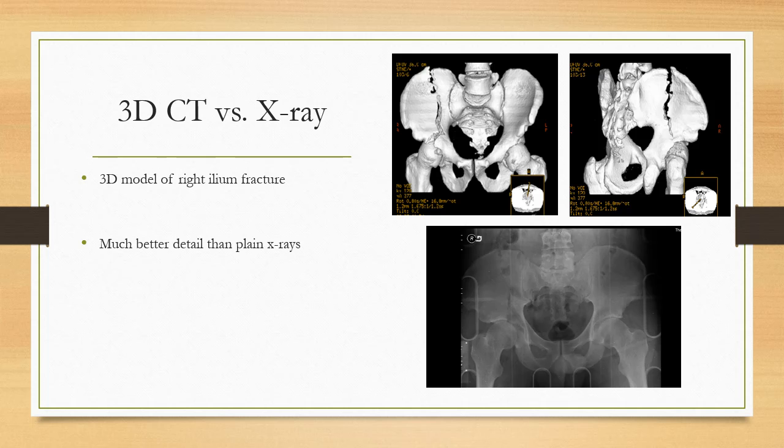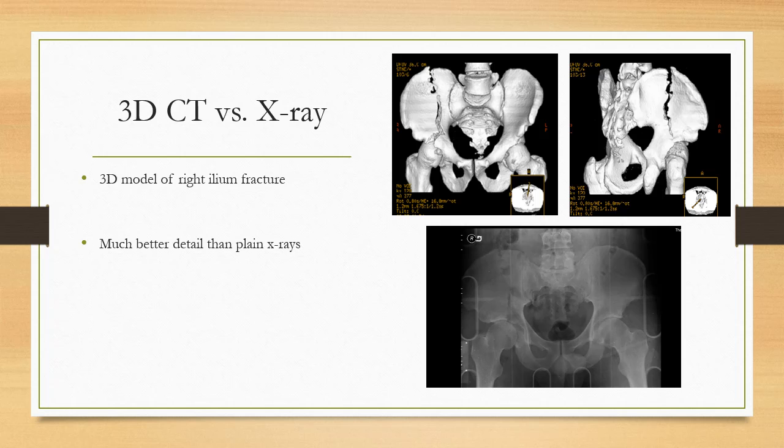Here's another example of the appreciation of the severity of injury that you can see on a three-dimensional model as compared to standard X-rays. The image on the top shows a 3D model of a right ilium fracture. Note how the evaluator can rotate the model to view the extent of the injury in several planes. The image on the bottom is a standard X-ray of the same patient with the same injury. Can you appreciate the extent of injury by just looking at the X-ray?